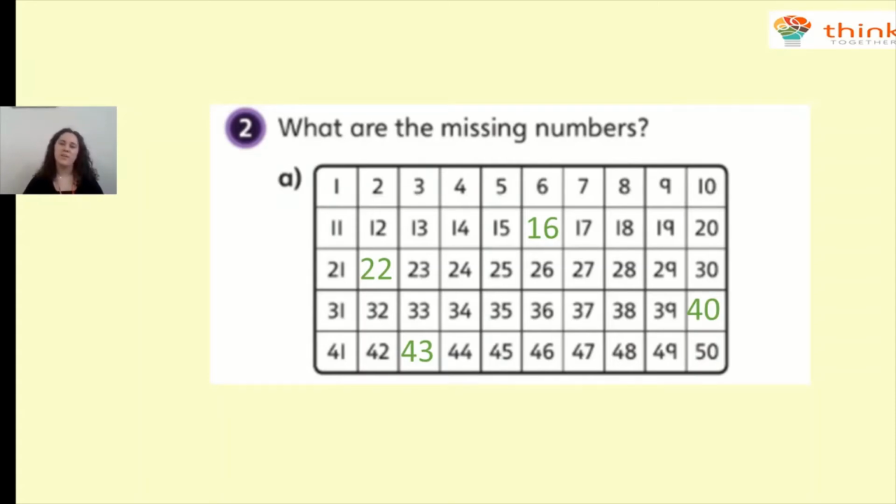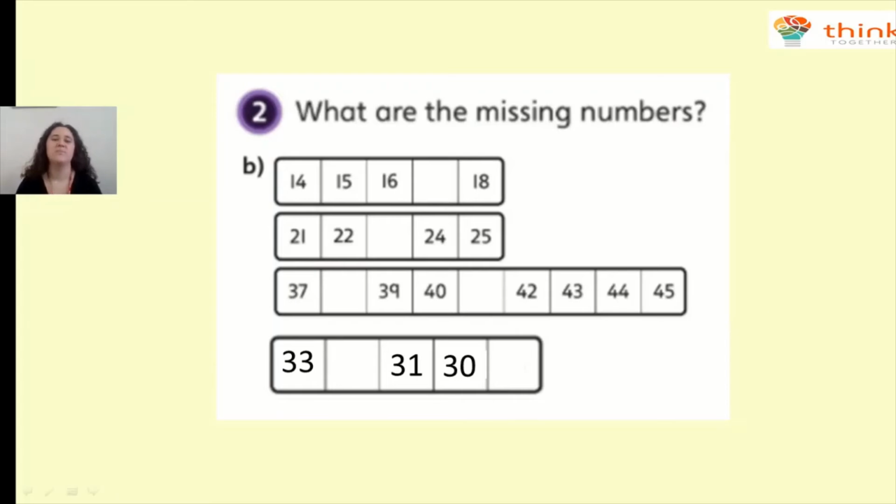Thank you for helping me find all of those missing numbers. I think we've got a few more to find again. Let's look at our next question. Here, question 2 asks us, what are the missing numbers? Below, we've got a number track, and we need to find what the missing numbers in our number tracks are. So, we're going to have to figure out if we're counting forwards or backwards, and that will help us find the missing numbers. Let's begin here.